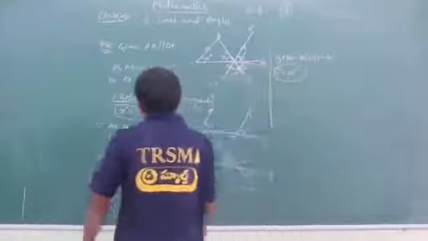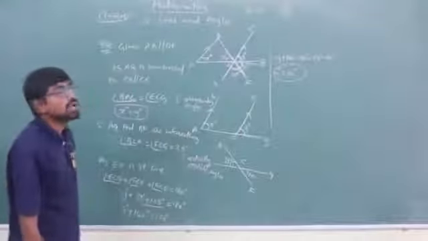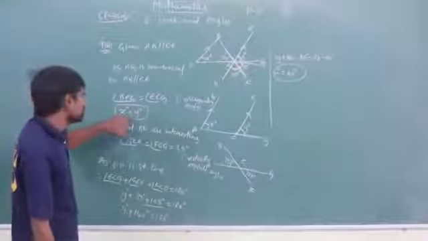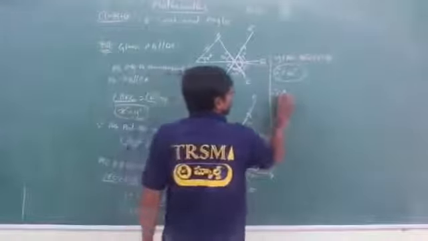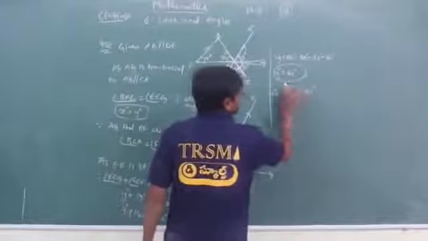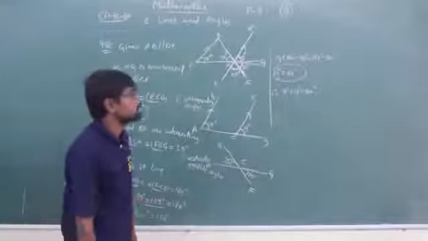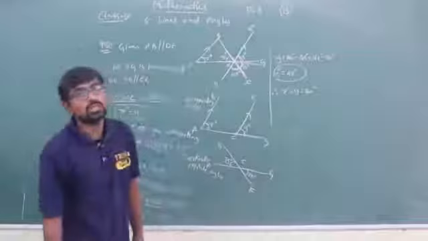Did we get the value of y or not? Yes, absolutely we got the value of y. How much? 40 degree. We know from here that x value and y value both are equal. Therefore, x degree is equal to y degree is equal to 40 degree. So both the values are 40 degrees. X value is also 40 degree and y value is also 40 degrees.